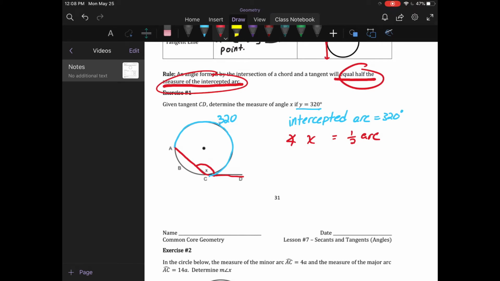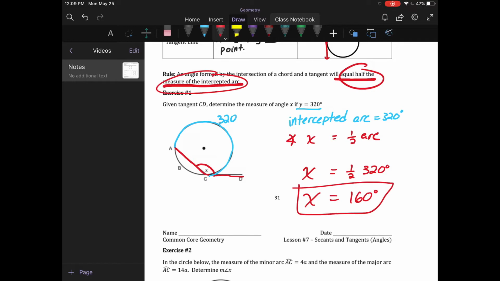Since the angle is half the arc, that means that x is going to be half of the measure of the arc. So half of 320 is 160. That's our answer. That's what angle x is. It's 160 degrees.